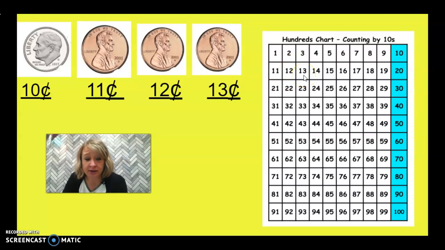What number did we land on? 13. And how much money do we have? 13 cents. That is correct. So we can use our skip counting, we can use our place value blocks, and we can use our 100 chart to count unlike coins.